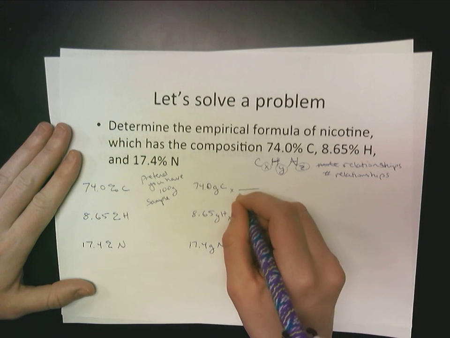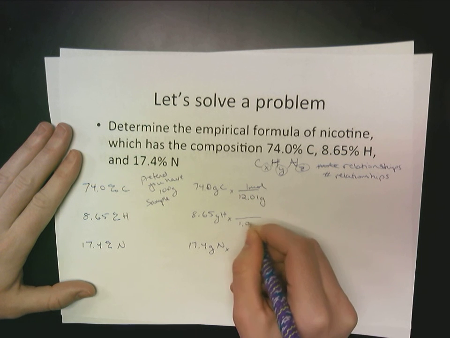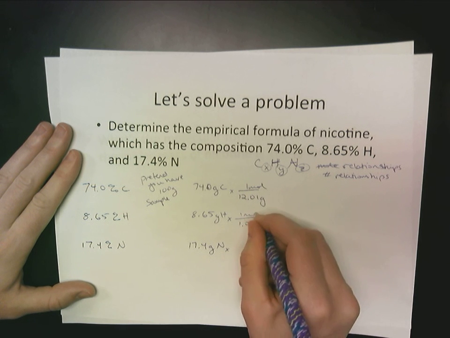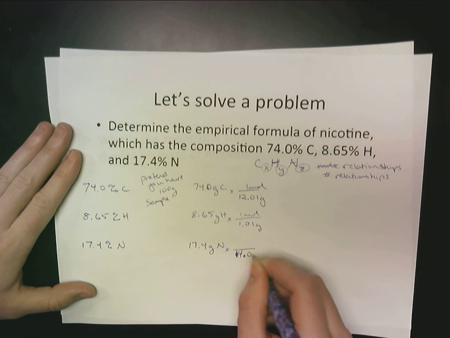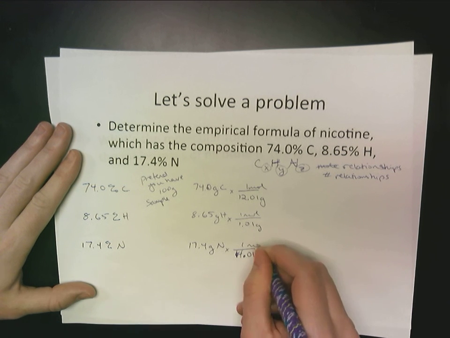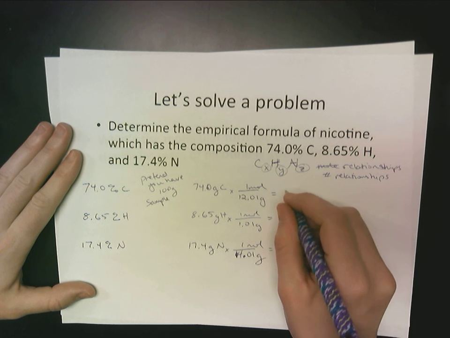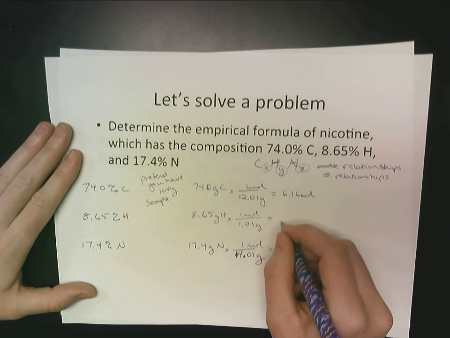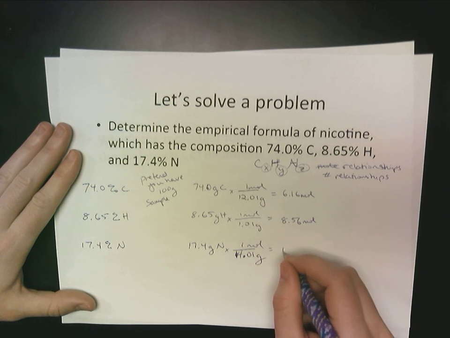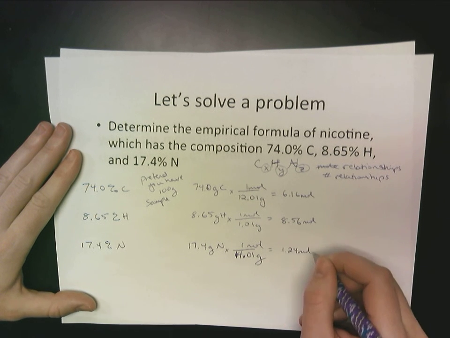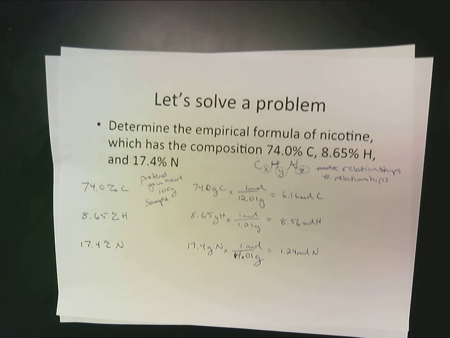So I'm going to divide carbon by its molar mass. I'm going to divide hydrogen by its molar mass. And I'm going to divide nitrogen by its molar mass, 14.01 grams per 1 mole. And when I do that, I get values. I get 6.16 moles, I get 8.56 moles, and I get 1.24 moles. Again, it's important to keep track of what you're talking about in each case.